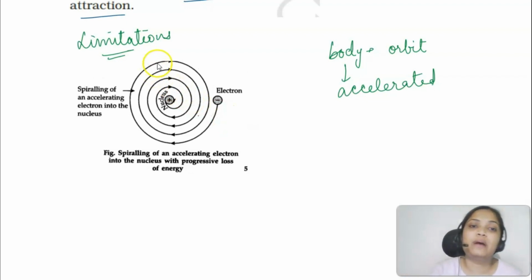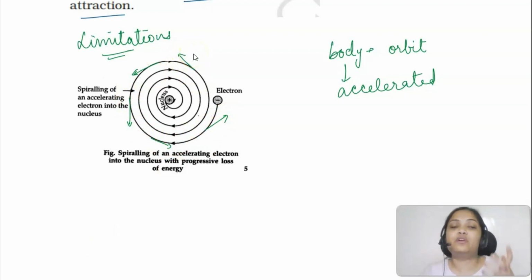Because in a circular path at every point the direction would be different. No, see like this, if we draw the tangents, so at every point the direction would be different, and because of that, because of the change in velocity, the body would get accelerated. So that is going to happen in the case of electron. If electron is revolving around the nucleus in a circular path, it will get accelerated.